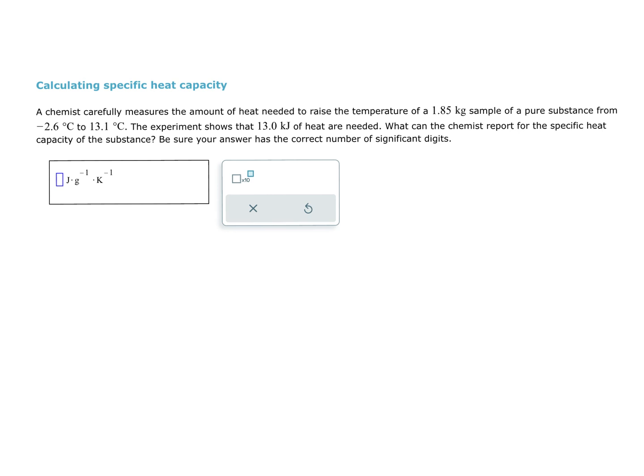Here's a heat capacity question. So, module 5 material. We take 1.85 kilograms of a sample and we heat it from -2.6 to 13.1 degrees Celsius, and that requires 13 kilojoules of energy. What is the specific heat capacity of this substance?